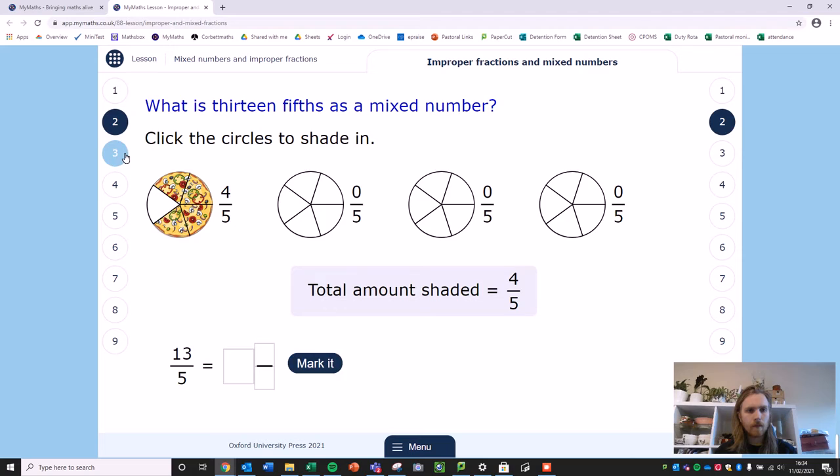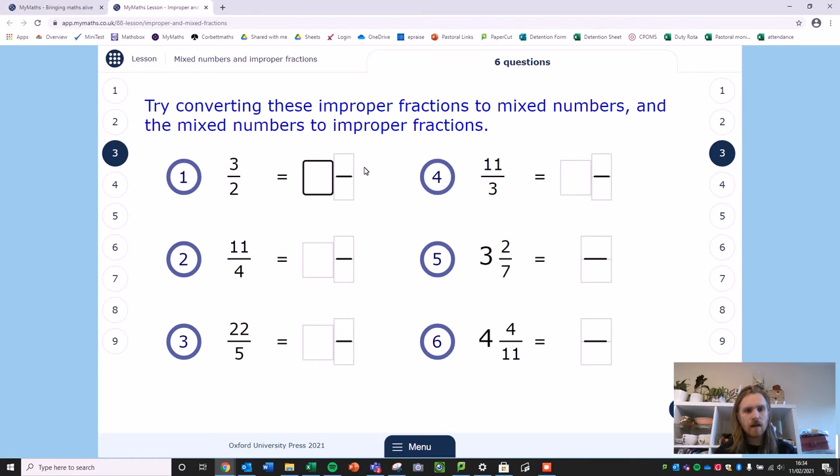And then slide 3 allows you to convert. Now you can't draw the pizzas anymore, but you can draw the little pizzas in your book if you want, or you can work it out if you're a bit more confident. So 3 halves. If I imagine my pizza, 2 halves is going to be 1 full pizza, and then there's going to be 1 half left over, and that leaves me with 1 1/2.